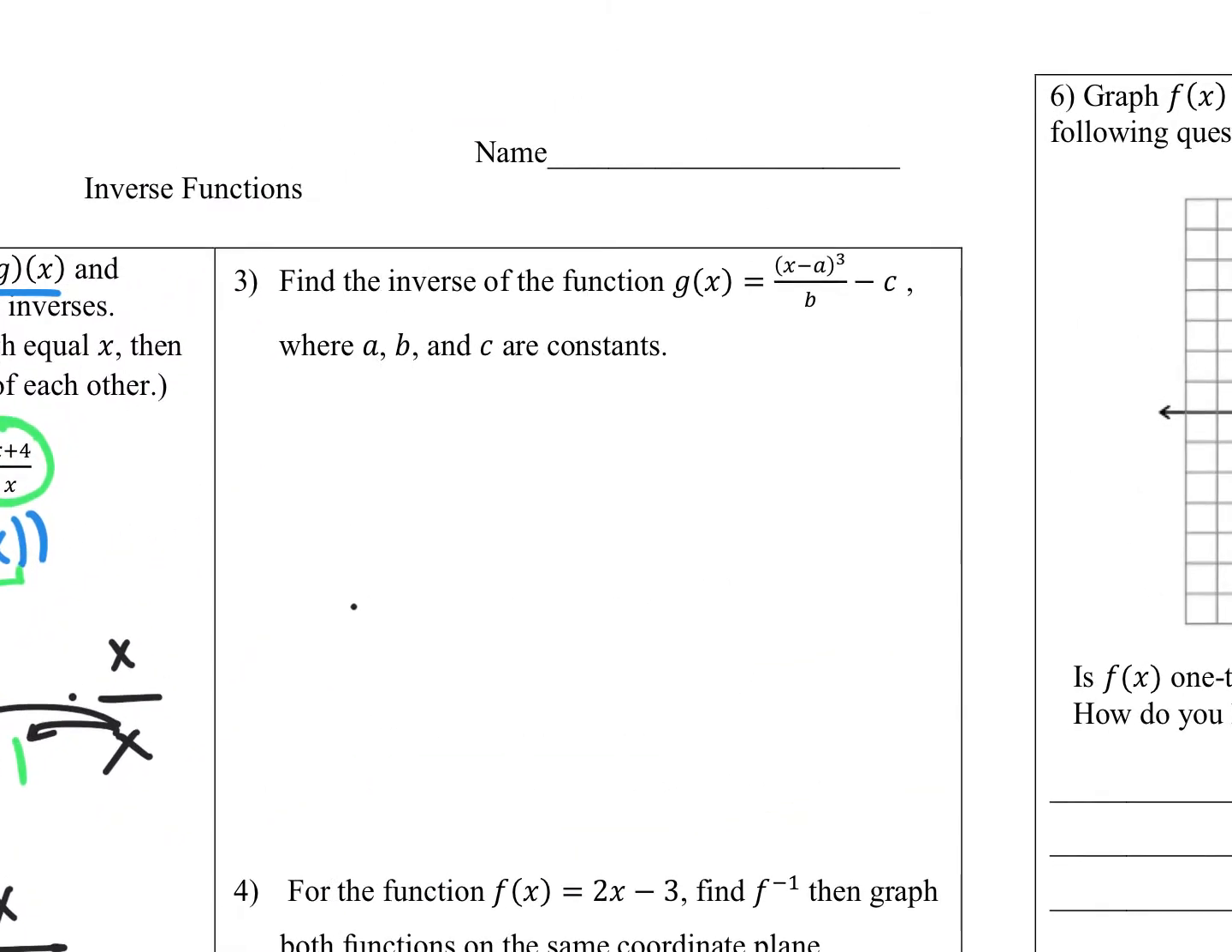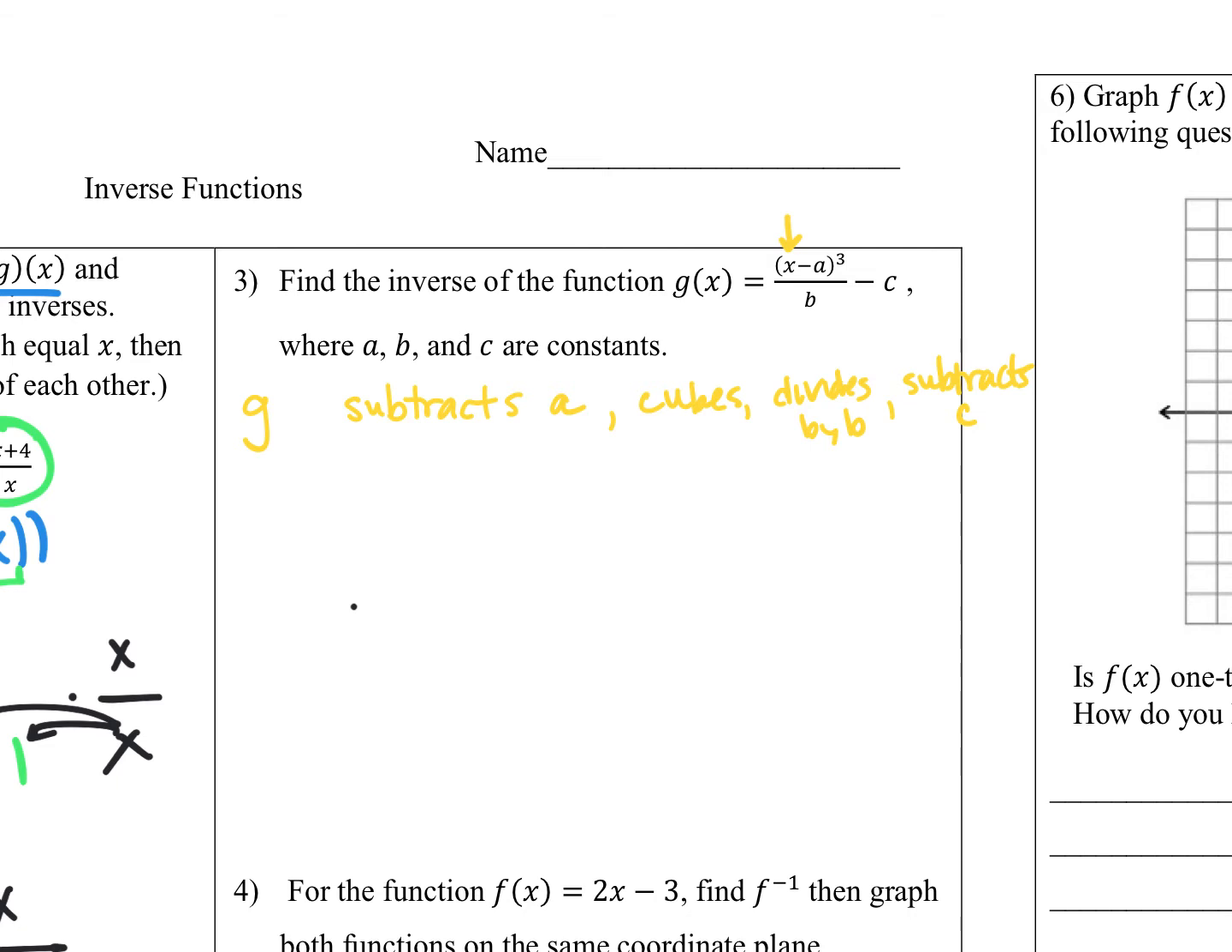All right, for number 3, it wants us to find the inverse of this g function. So this one actually is really nice. Even though there's a lot of operations going on to our input, there's only one input. And if I think about g, I'm going to write it in words. When I input something, it first subtracts the a, then it cubes, then it divides by b, then it subtracts c.